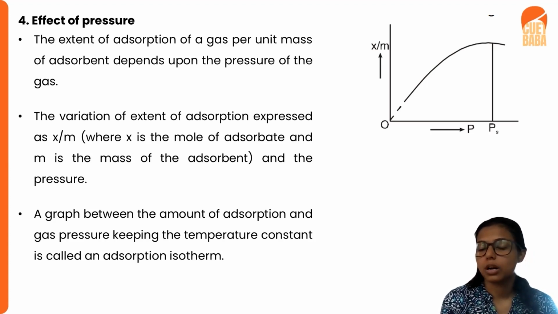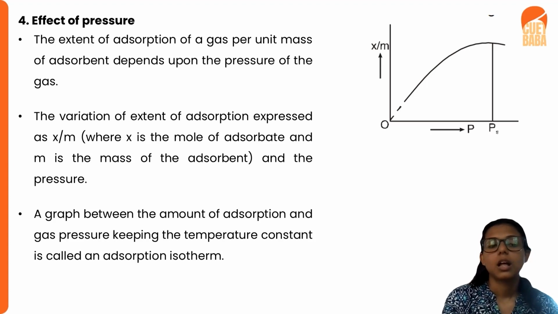There is a graph drawn here. We can see that a graph is drawn between x by m and pressure, and there is variation. At low pressure, if the pressure increases, there will be a slight increase in the adsorption of the adsorbate on the adsorbent. The graph between the amount of adsorption and the gas pressure, keeping the temperature constant, is called the adsorption isotherm.